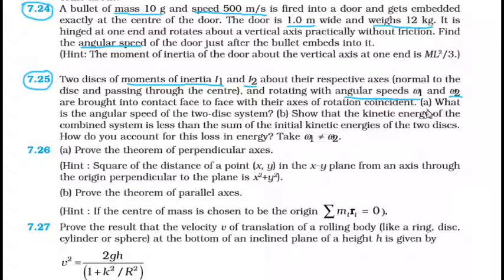A. What is the angular speed of the two disk system? B. Show that the kinetic energy of the combined system is less than the sum of the kinetic energies of the two disks. How do you account for this loss of energy? Take omega 1 is not equal to omega 2. So let us see the solution.